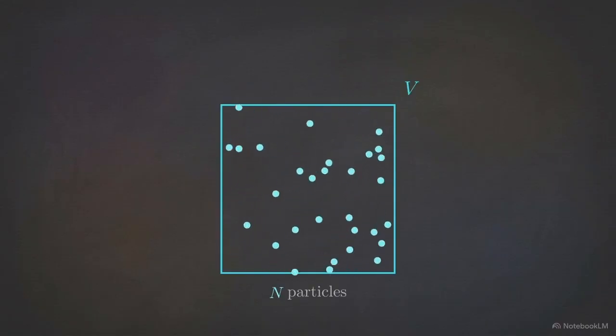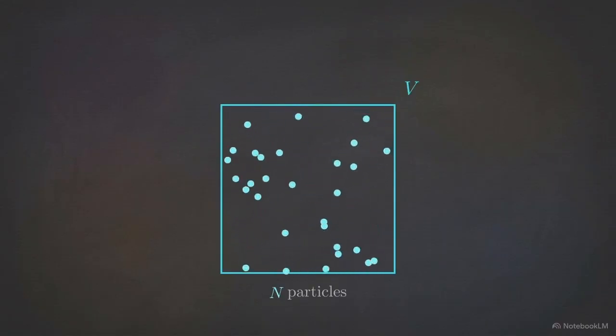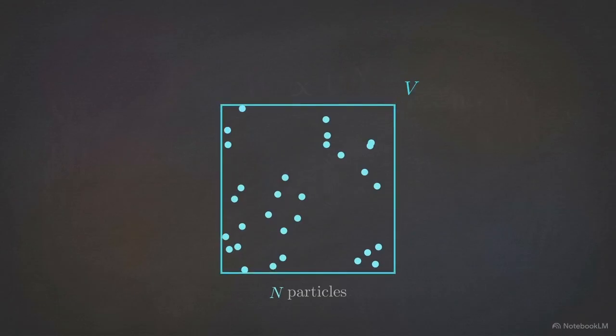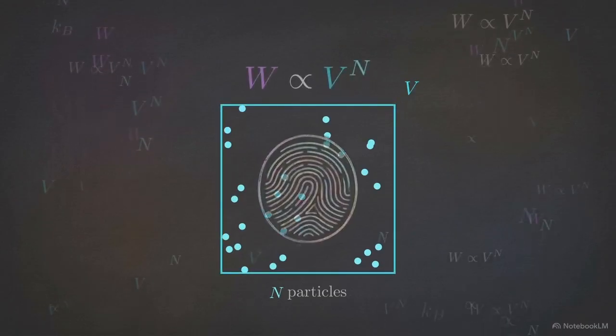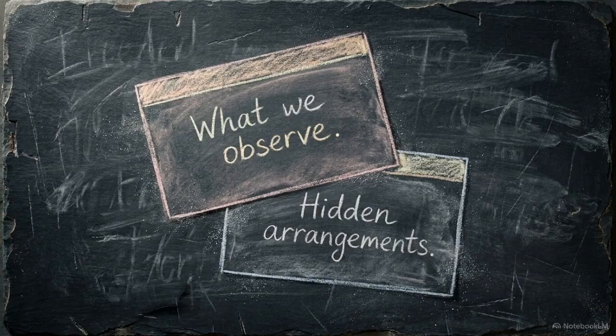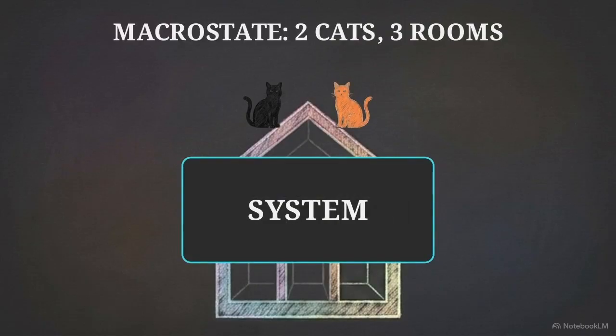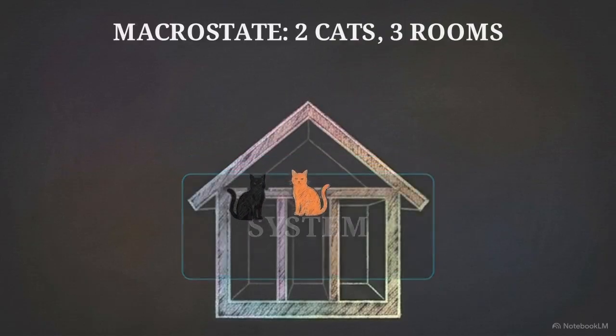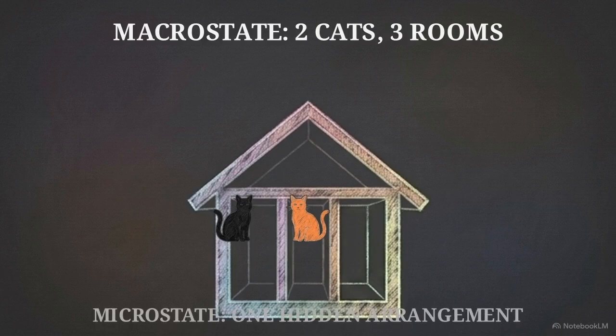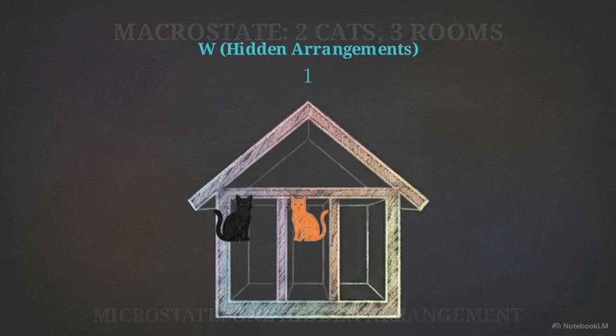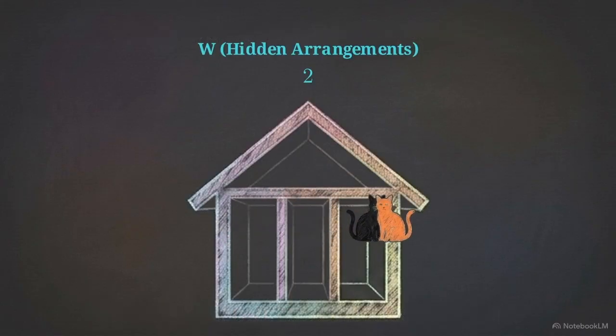If light traveling through space behaved like a gas of independent particles, it would leave a highly specific statistical fingerprint in the mathematics. To find that fingerprint, we need to count hidden arrangements. We can look at a system and describe its overall visible condition, its macrostate. But beneath that visible surface is a microstate, the exact hidden arrangement of its individual parts. This animation shows how physicists manage those numbers.